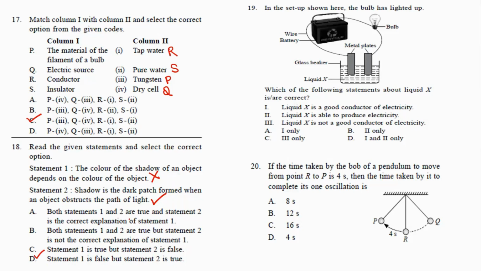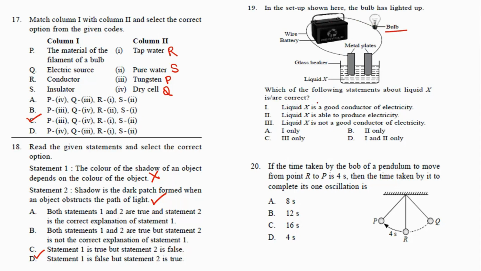Coming to question number 19. In the setup shown here, the bulb has lighted up. So here you can see this is liquid X. This is a glass beaker. Inside the glass beaker, there is liquid X and there are 2 metal plates. One of the metal plates is joined with the bulb and with a battery. These are the wires. So one of the metal wires is connected to the bulb, and from the bulb, the battery is connected, and another metal wire is directly connected to the battery. Okay. So here the question is, which of the following statements about liquid X is or are correct?